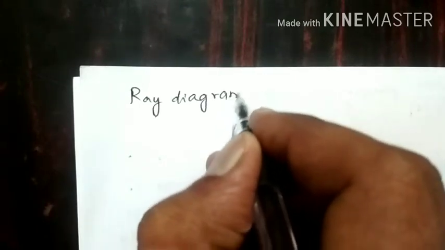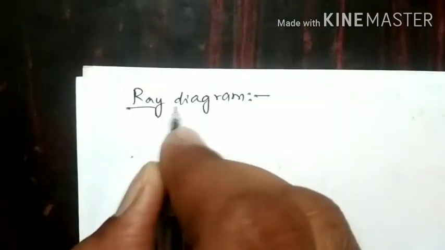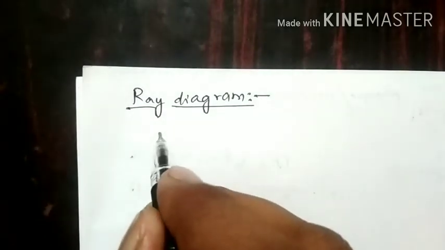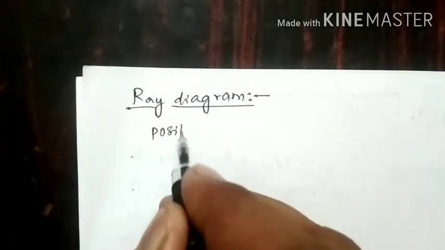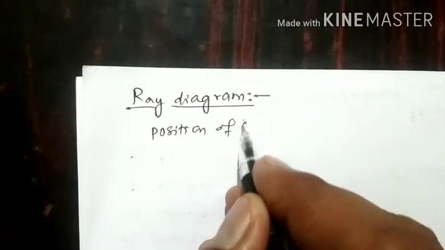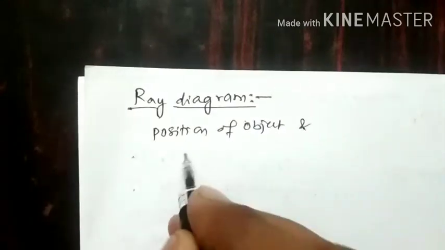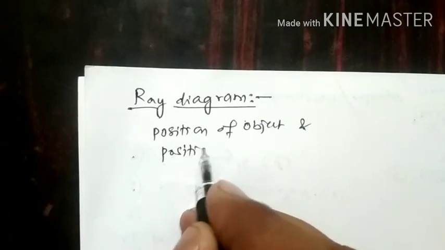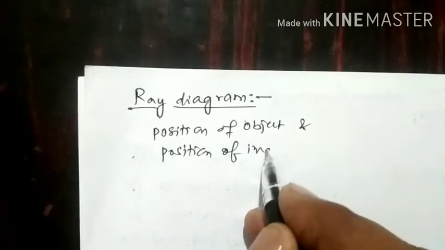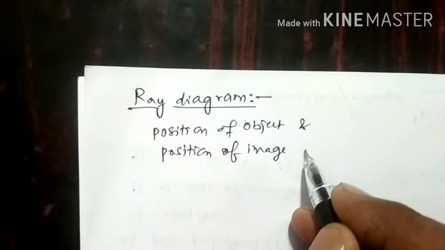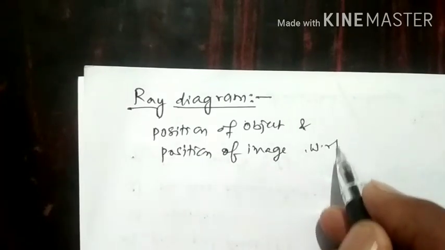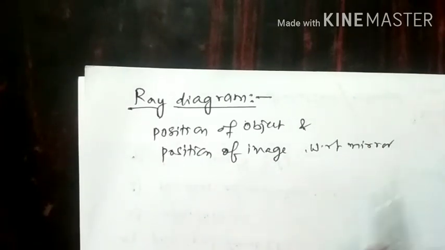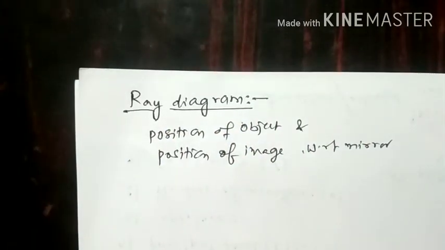Ray diagrams. After seeing the activity, we are going to draw ray diagrams. So what is a ray diagram? A diagram which represents the position of the object, the position of the image, and the mirror with respect to the mirror. If you represent these three in a diagram, then the diagram is called a ray diagram.